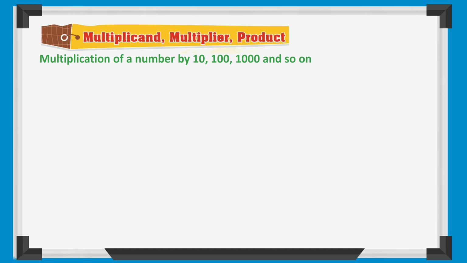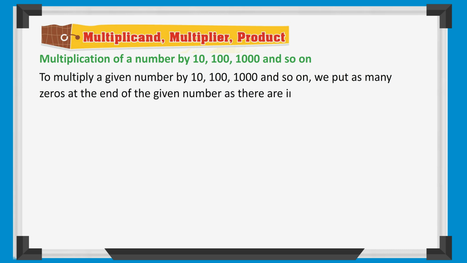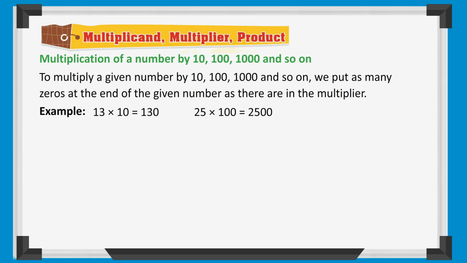Multiplication of a number by 10, 100, 1000 and so on. To multiply a given number by 10, 100, 1000 and so on, we put as many zeros at the end of the given number as there are in the multiplier. Example: 13 times 10 equals 130. 25 times 100 equals 2500. 41 times 1000 equals 41,000.